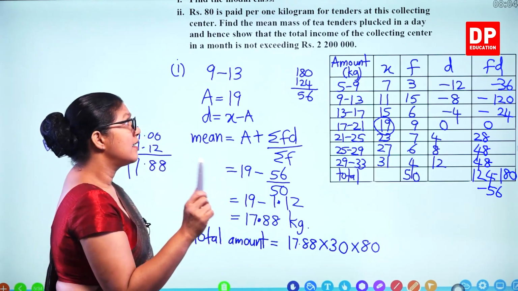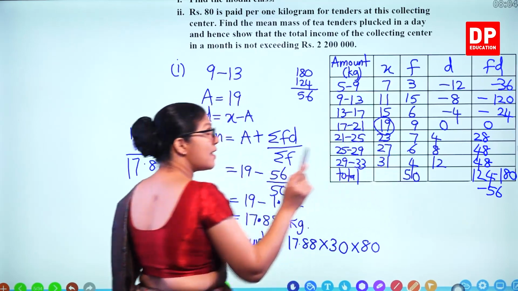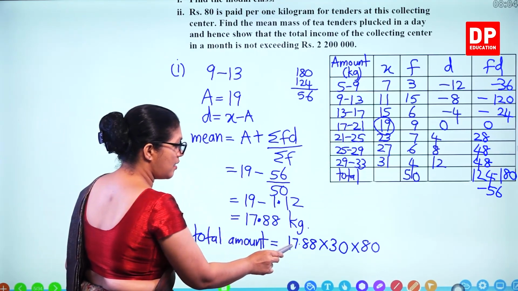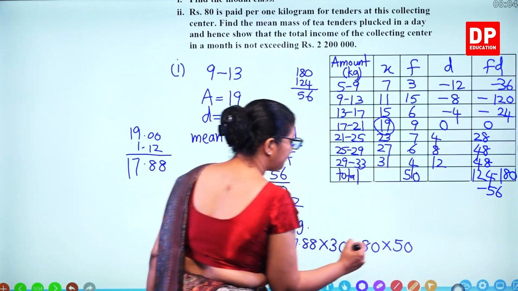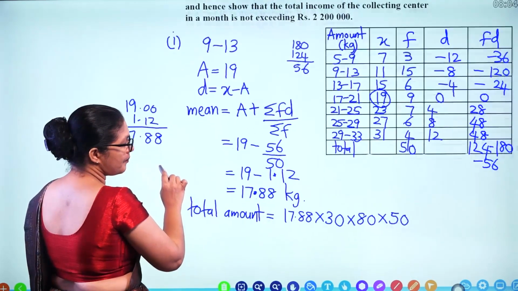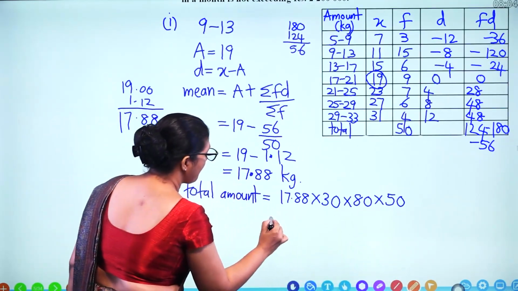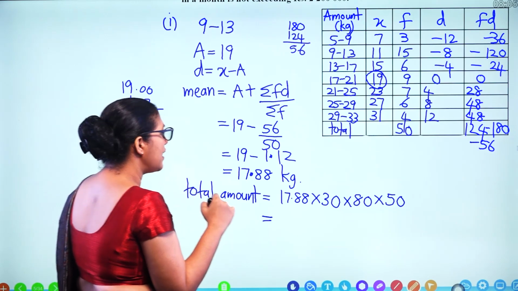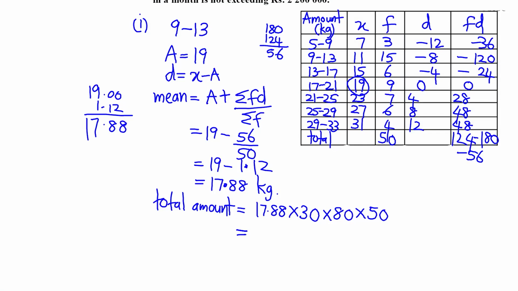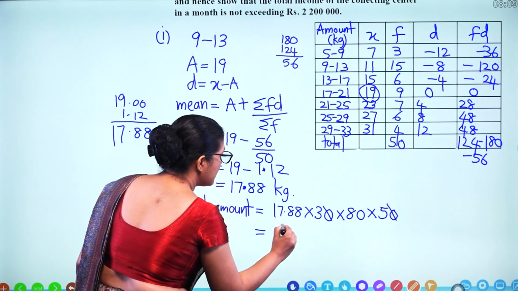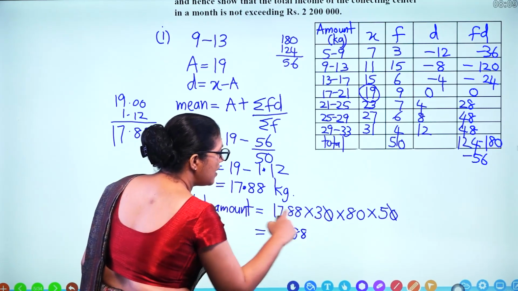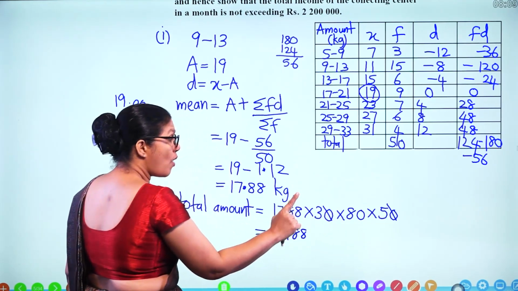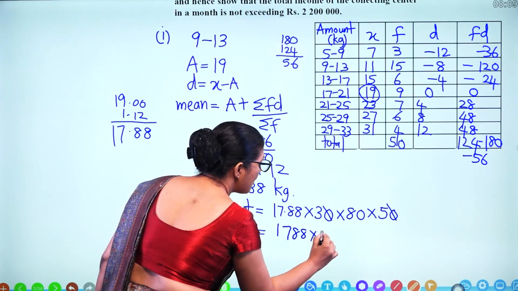And frequency, 50 pluckers are there. So this is for one person. So you have to multiply by 50 as well. How you multiply? We can get rid of these two decimals by multiplying by 100. Now this is 1788 because we multiplied by 100. This is 5 times 80, 400. 400 times 3, 1200.